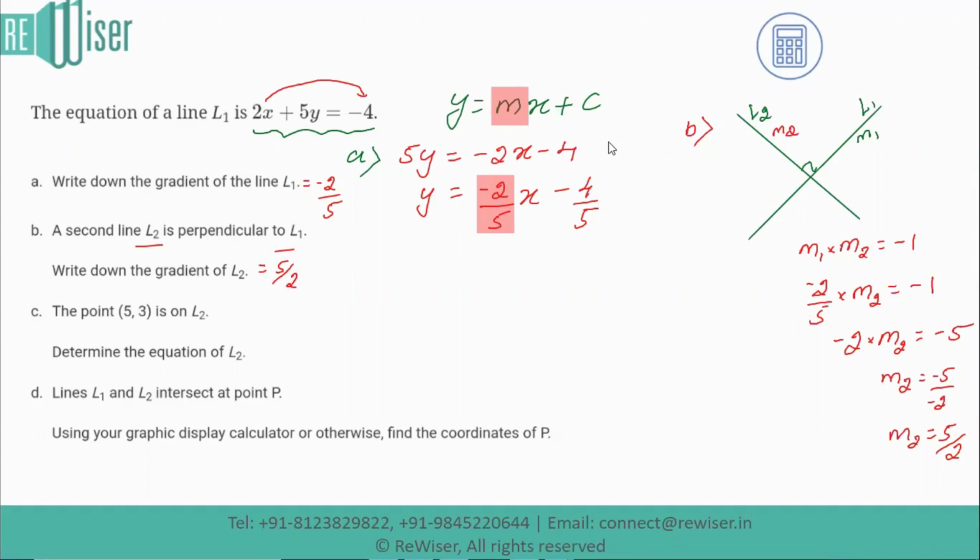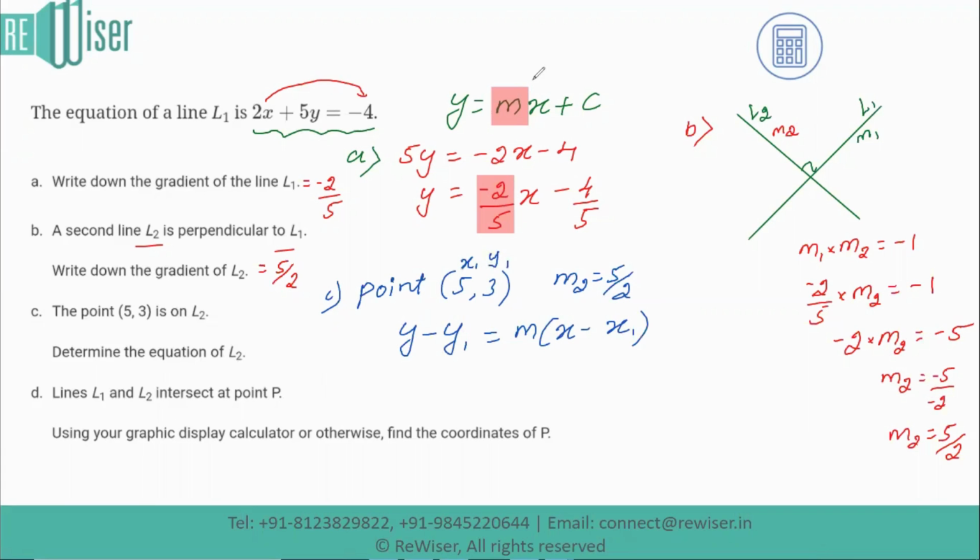Now for part C, they have given that the point 5, 3 lies on line 2. So we have a point, 5, 3, and we also know the gradient of line 2, which is 5 over 2. Whenever we know a point and a gradient and need to find the equation of a line, we can use the point slope form, which looks like y minus y1 equals m times x minus x1. Here this point is x1, y1. Substituting, it's y minus 3 equals 5 over 2 times x minus 5.